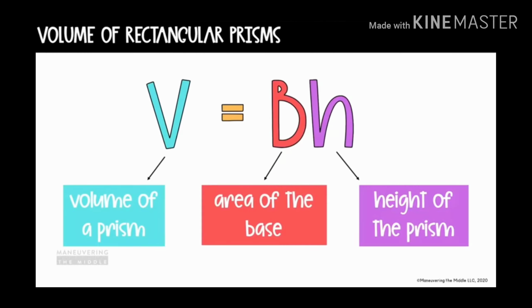Now, when we're solving to find the volume of rectangular prisms, your formula chart or your measurement chart is going to include the formula V equals big B or capital B times H. The V represents the volume of the prism, and the big B or the capital B represents the area of the base, whereas the H represents the height of the prism.